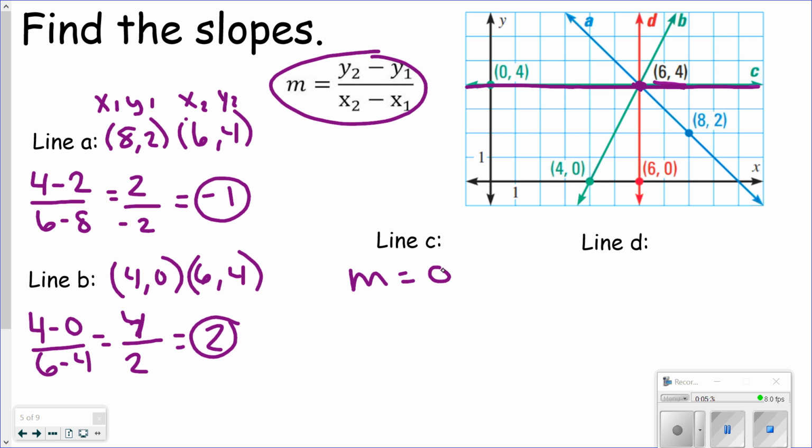Same thing with our red line, line D. This is a vertical line, and so right away we know that this is going to be undefined. If we plug this into our slope formula, you're going to end up getting 4 divided by 0. And if you plug this in your calculator, you cannot divide by 0. So when you plug in your calculator, you're going to get an error. So anytime you see a vertical line, it's going to be undefined.